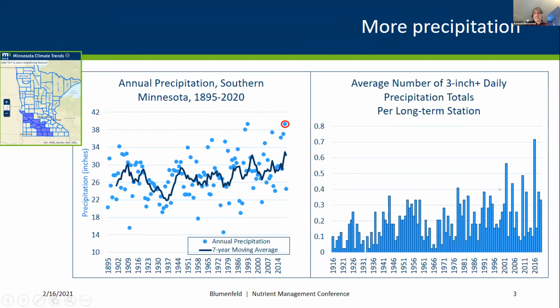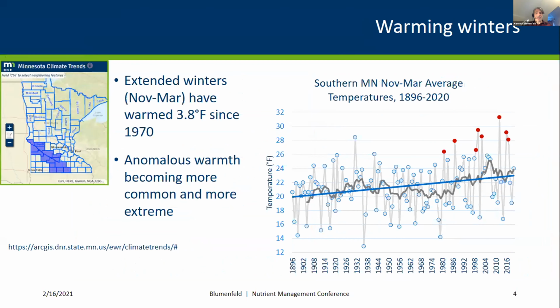And I'm going to move up here. What this graph on the right shows is the frequency of days with 3 inches of rain or more for an average station in Minnesota. And you can see that the frequency has really increased. And it's not a straight line. We have our ups and downs and our variability built into the climate, but we've been seeing more precipitation and more heavy precipitation. And we've also seen warmer winter conditions.